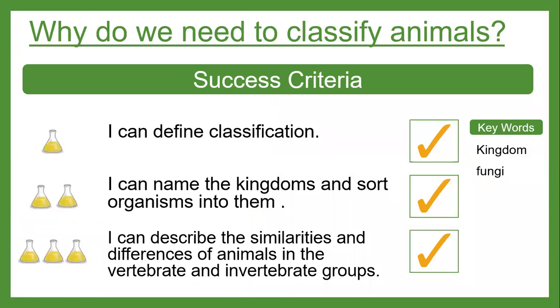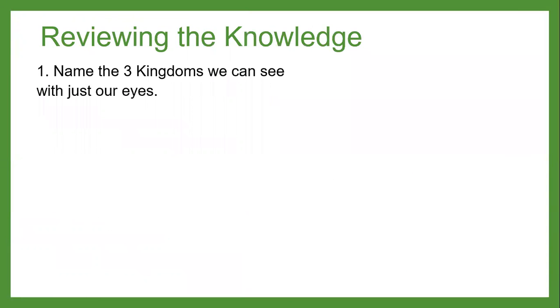Okay, let's continue. So we've now gone through all of the groups, and we've actually classified and described the similarities and differences between vertebrates and invertebrates as well. Okay, so let's review our knowledge. Name the 3 kingdoms we can see with just our eyes. I think the answer is animals, plants, and fungi.